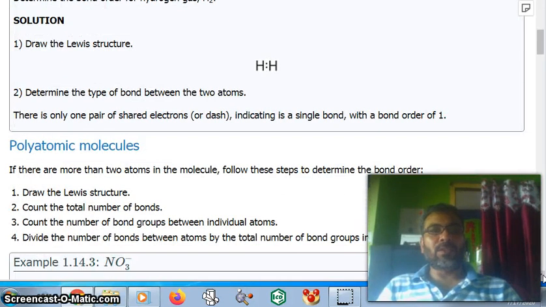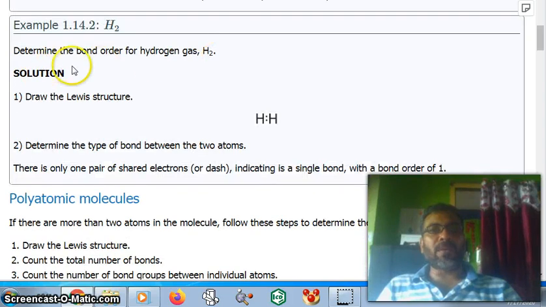So, let's take an example: determine the bond order for hydrogen gas. Draw the Lewis structure like this and determine the type of bond between the two atoms. There is only one pair of shared electrons, indicating a single bond with a bond order of 1.